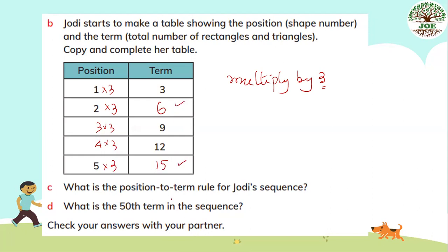Part C, what is the position to term rule for Judy's sequence? The position to term rule is multiplied by 3. What is the 50th term in the sequence? Check your answers with your partner. The 50th term is position 50 times 3, it is 150.